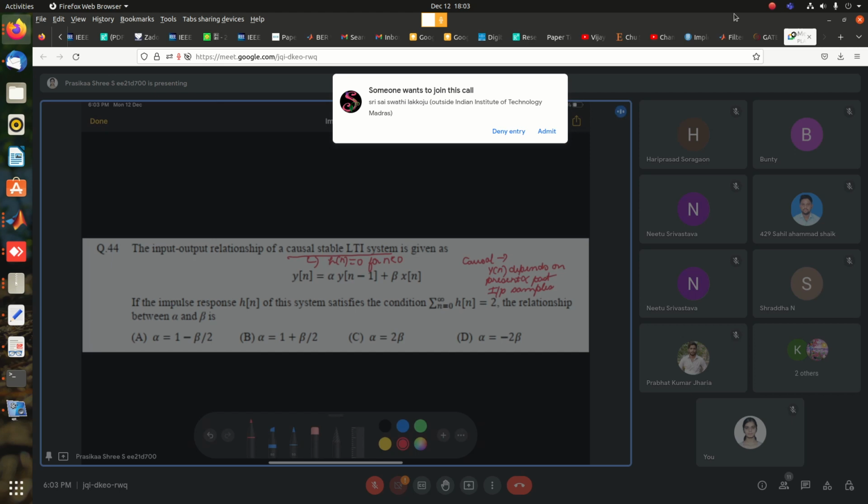What is a stable system? Stable is nothing but when you take the summation over h of n. Since h of n is a discrete impulse response, we use the summation sign; otherwise, we need to use the integral sign in the continuous domain. If you find the energy under the curve of the impulse response, it should be finite. That is what stability means. They have given an input output relationship, and told that when you add h of n from 0 to infinity, the sum will be 2. They are asking what is the relationship between alpha and beta. So this is what the question means.